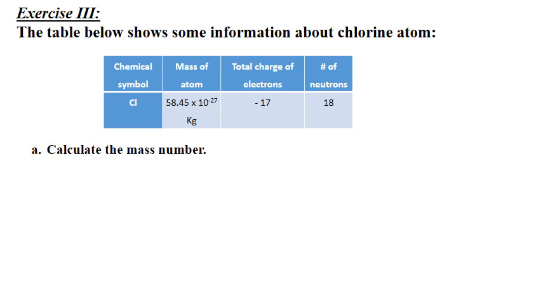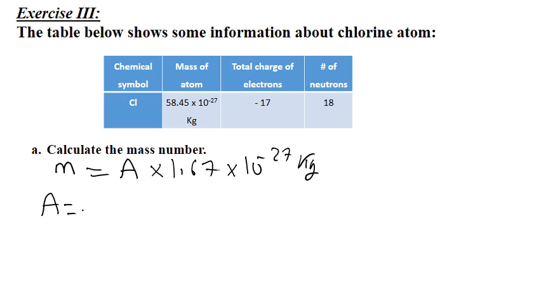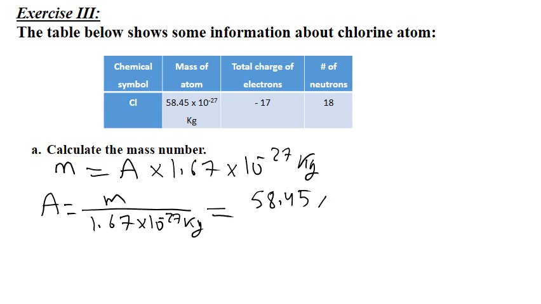Exercise 3, the table below shows some information about chlorine atom: the mass of the atom, total charge of electrons QE, and number of neutrons N. Part A, calculate the mass number. So we have this rule, mass of the atom is equal to the mass number A times 1.67 times 10 to the power minus 27 kilogram. Now, we need to find A, so A is mass over 1.67 times 10 to the power minus 27 kilogram. So it's equal to 58.45 times 10 to the power minus 27 over 1.67 times 10 to the power minus 27. If we calculate it, it becomes 35.